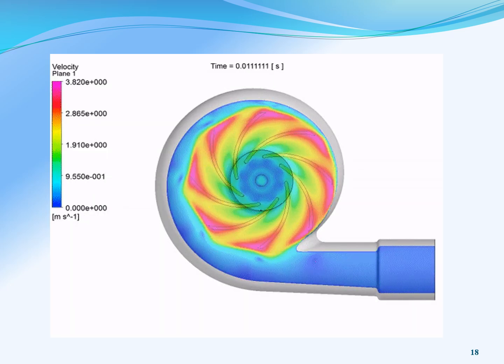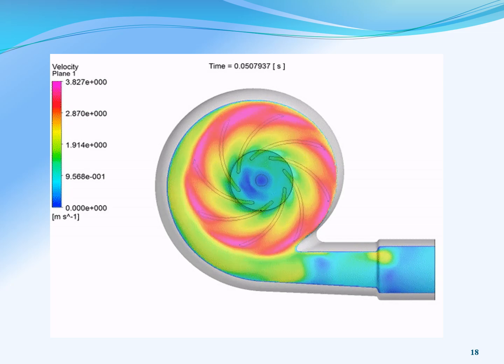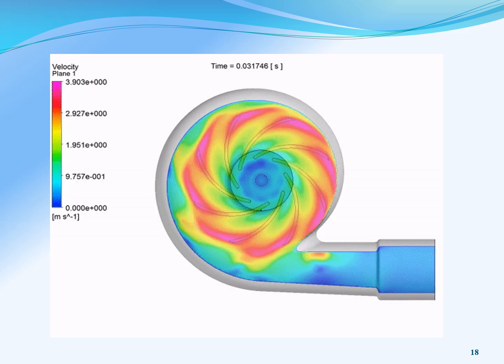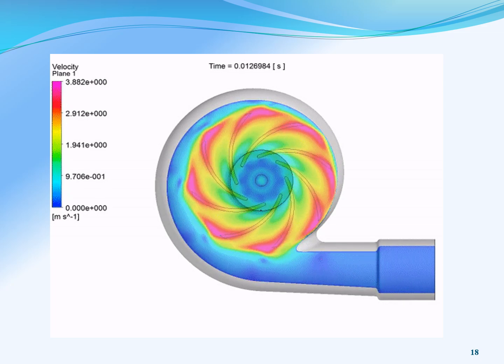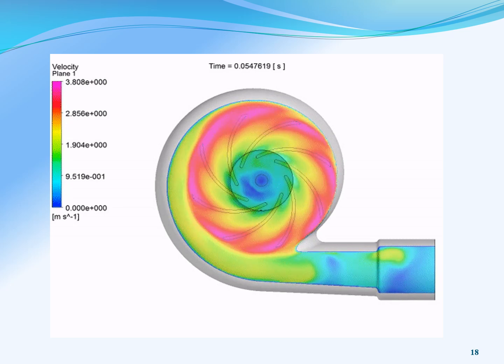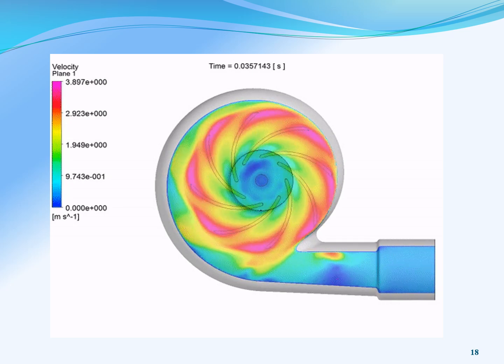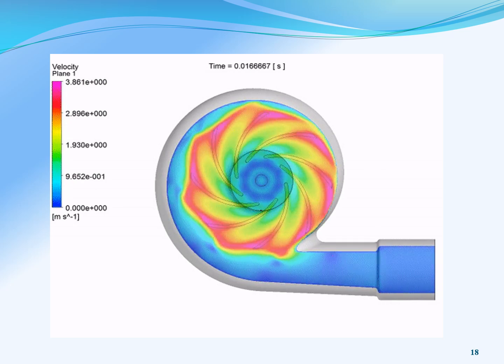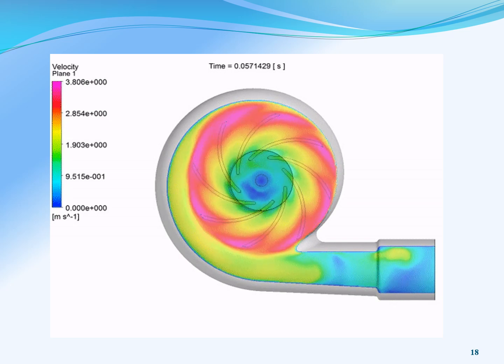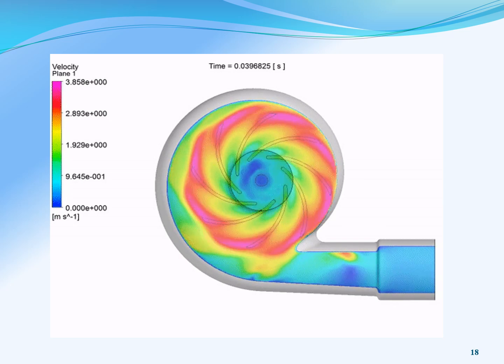So you can see as water is pulled through the eye of that impeller, and then you have the vanes of that impeller that are discharging it, or throwing it, to the outside of that volute. That water travels around, increasing in pressure, and then is discharged out into the system.